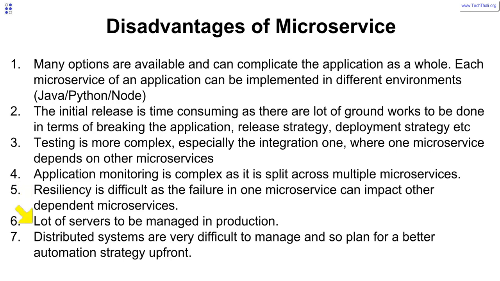6. Lot of servers needs to be maintained in production. The servers can be of low end, but the numbers will be high. 7. Distributed application is always difficult to manage, and so a good automation strategy must be put in place upfront.